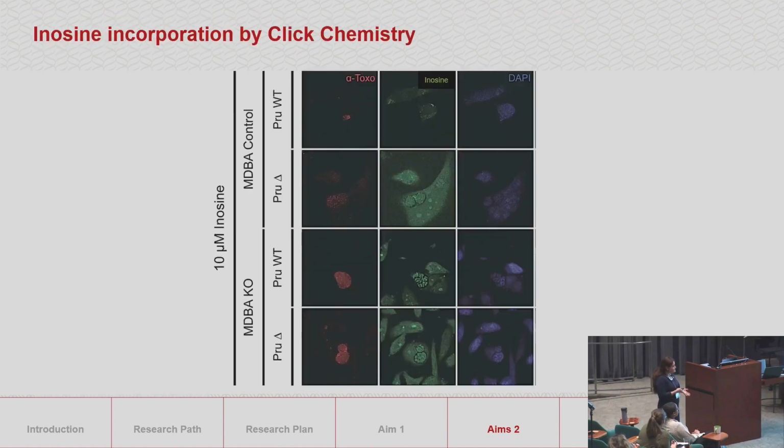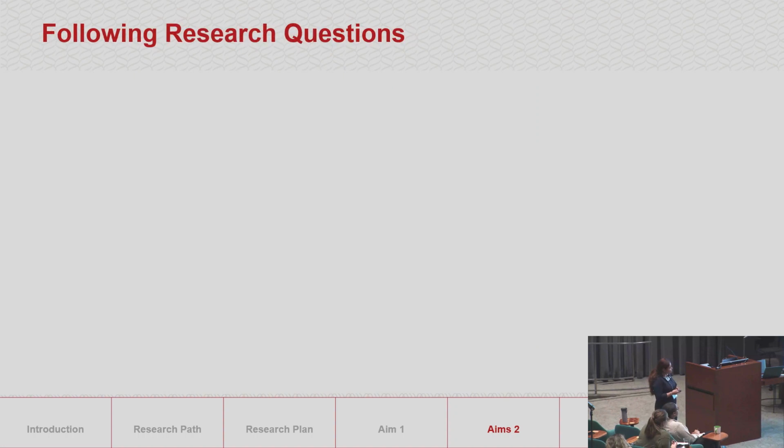So we confirmed that CN2 is affecting the production of these purines. Another technique that I used is click chemistry to evaluate the inosine incorporation. We evaluated the inosine incorporation in 4 different conditions, and we found there is more inosine incorporation in the presence of the CN2 knockout host cell line.